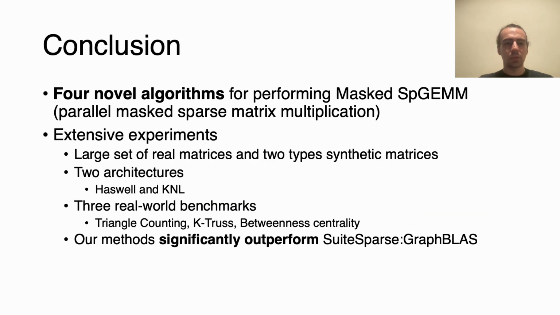In conclusion, we presented 4 novel algorithms for performing masked SpGEMM. We also used an extensive set of experiments. We use a large set of real matrices and 2 types of synthetic matrices. We use 2 architectures, Haswell and KNL, and 3 real-world benchmarks: triangle counting, K-truss, and betweenness centrality. And we've shown that our methods significantly outperform Sparse GraphBLAS.